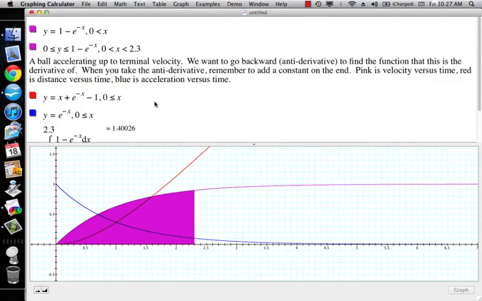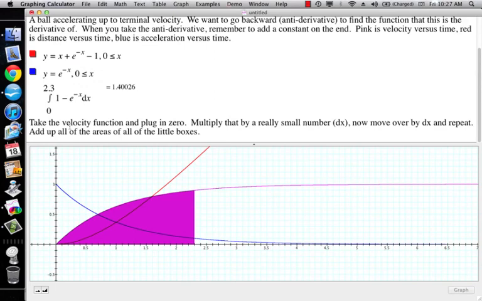So what I just told the calculator to do in this expression here is I said, basically, find the pink area. So divide this pink area into a series of vertical boxes with a height f of x and a width dx. Add up all the little areas and tell me what you get. And this says that it gets 1.40026.